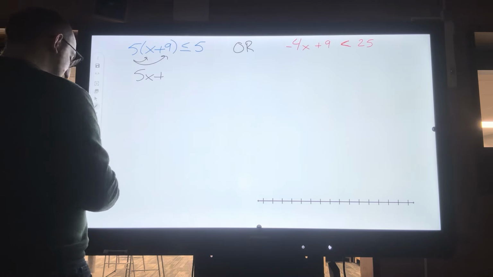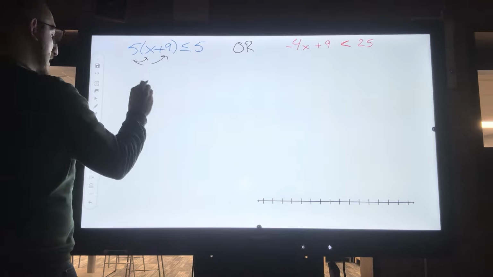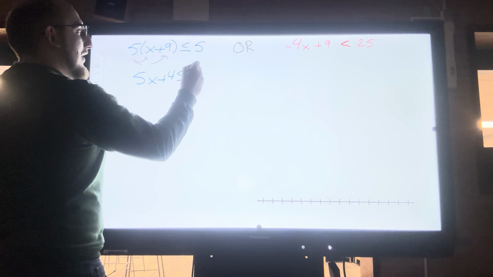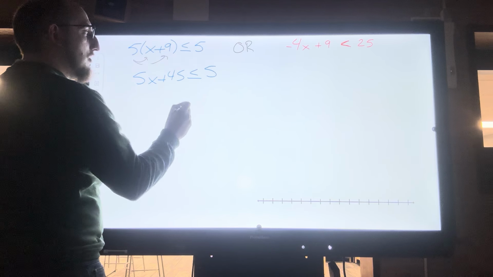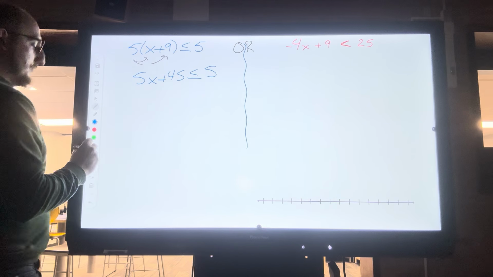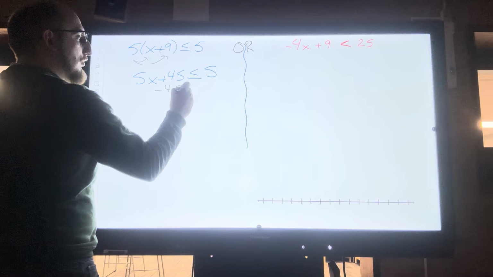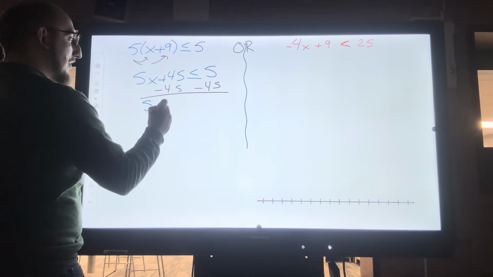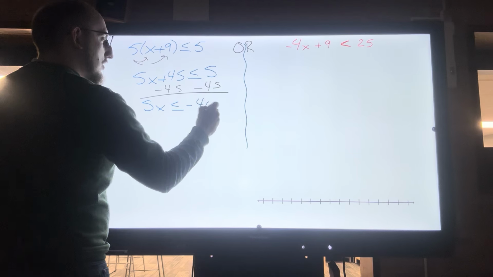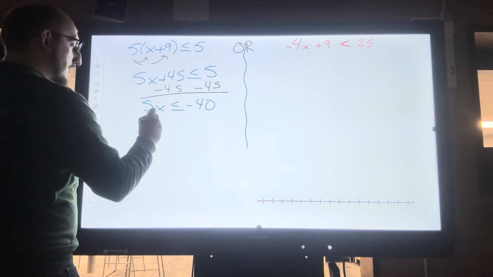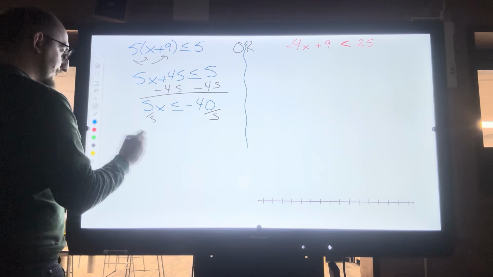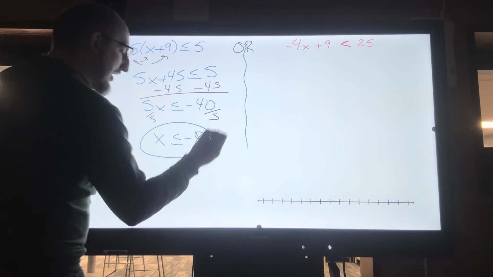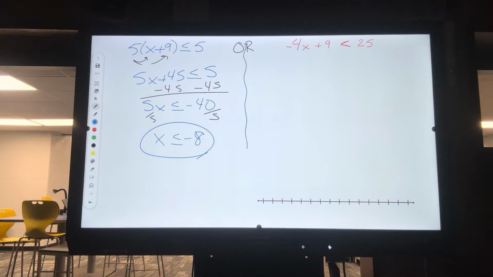5x plus, let's actually put that in blue so we can keep track of it. So we get 5x plus 45 is less than or equal to 5. Let's put that line in the middle. Then we subtract 45, right? Because it was just a two-step inequality. 5x is less than or equal to -40. Divide by 5. X is less than or equal to -8. And I won't graph that until I graph the other one with it.